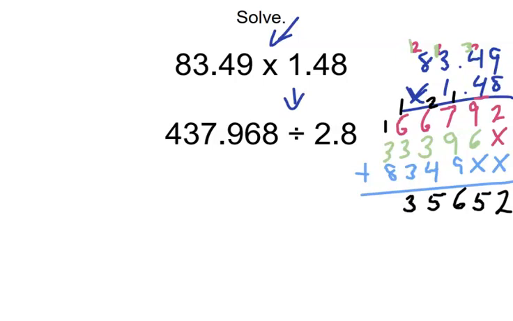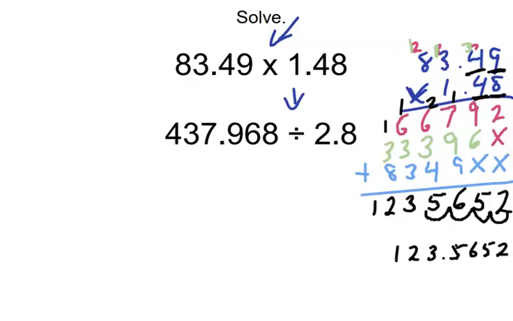13. And then we have 8 plus 3 plus 1. So 8 plus 4 is 12, right? Is 12. And then we'll look at how many places do we have to move the decimal? 1, 2, 3, 4 places. 1, 2, 3, 4. So it should be 123.5652. 123.5652 is the answer to that multiplication problem.